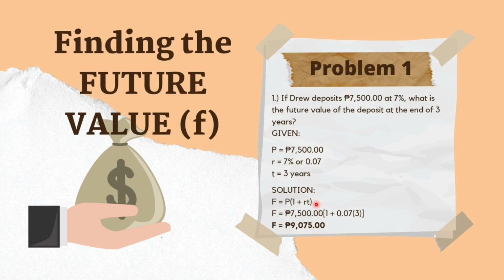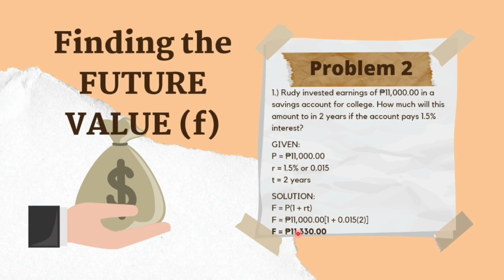So we have here, the future value is equal to principal times the sum of 1 plus the product of rate and time. So substitute it with the corresponding given. So we have here the principal of 7,500 times 1 plus the rate of 0.07 times the time of 3. So once you solve that, you'll get an answer of 9,075. Don't forget the monetary symbol rather. So we have here, the final answer is 9,075 pesos.